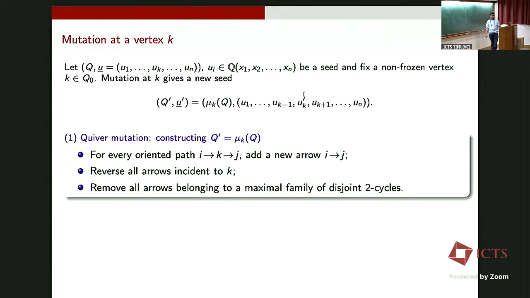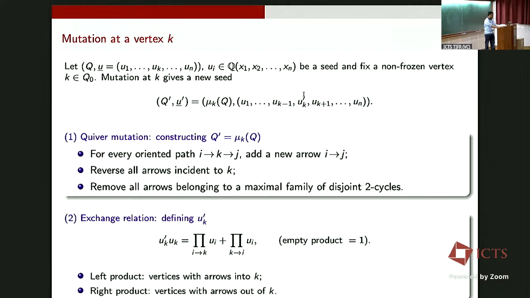The quiver mutation was defined with these 3 rules. If you have an oriented path, then add an arrow, reverse all the arrows incident to k, and remove a maximal set of disjoint 2-cycles. And there was an algebraic relation, which is called the exchange relation, where you mutate one variable.